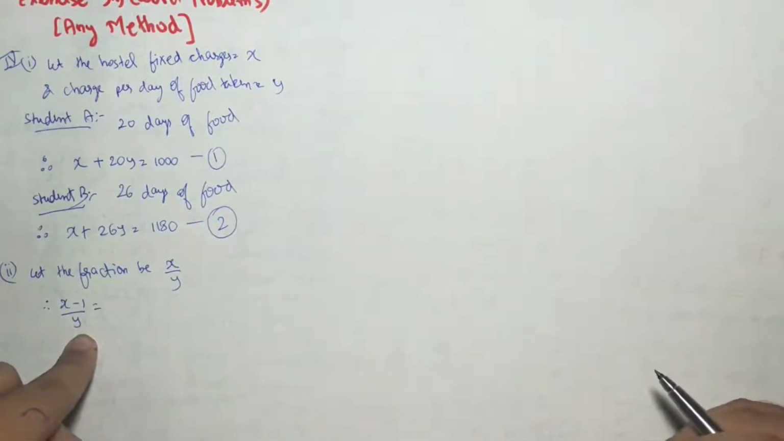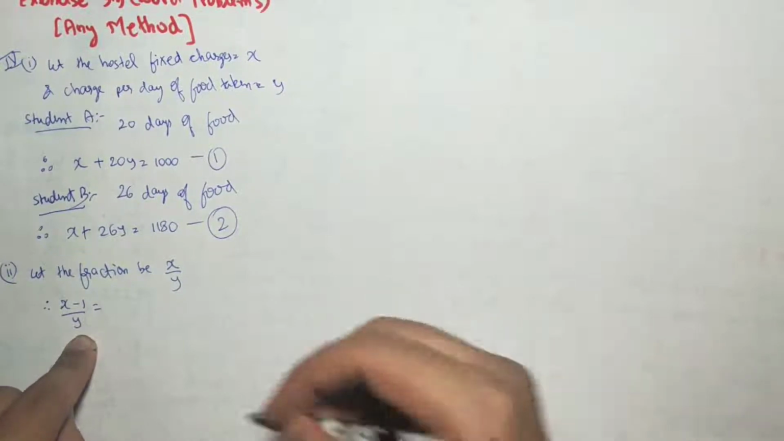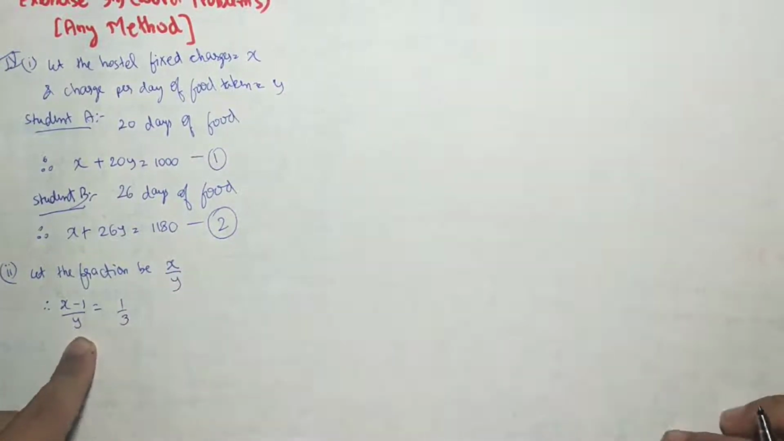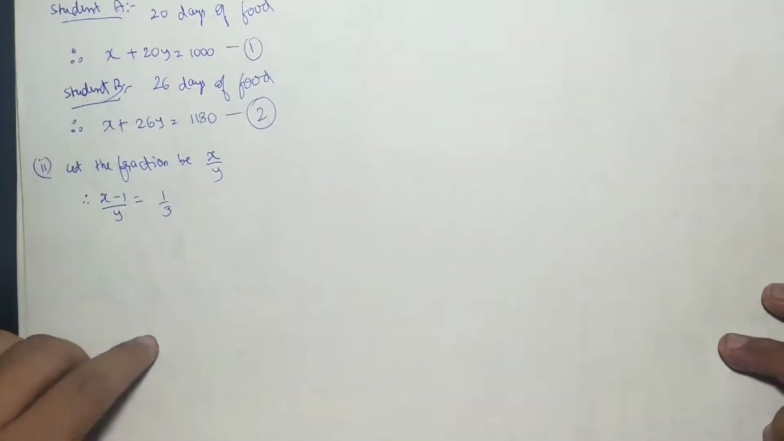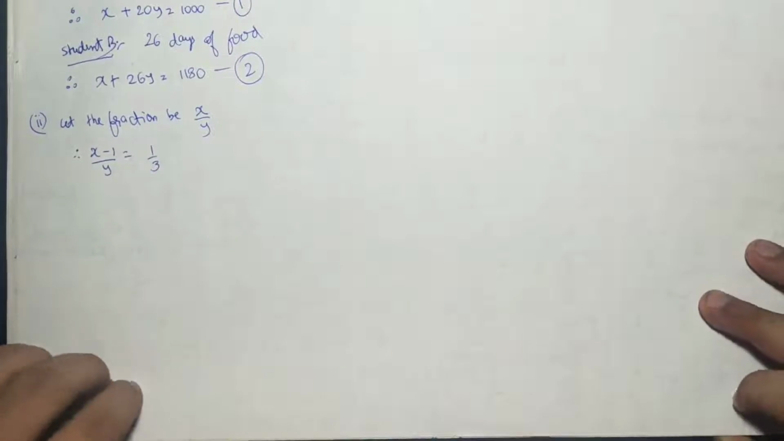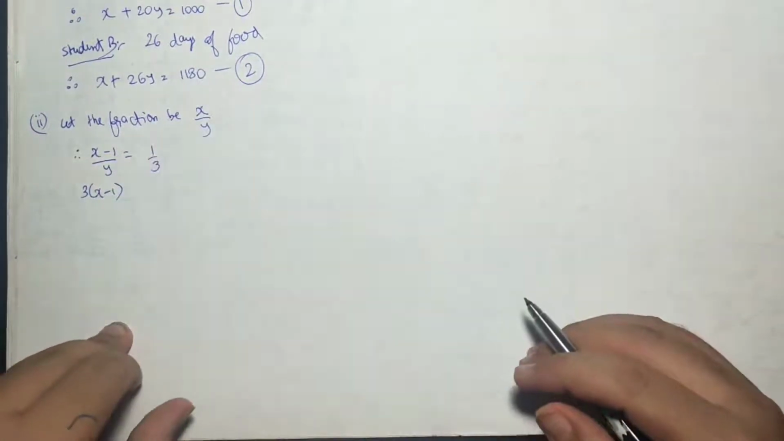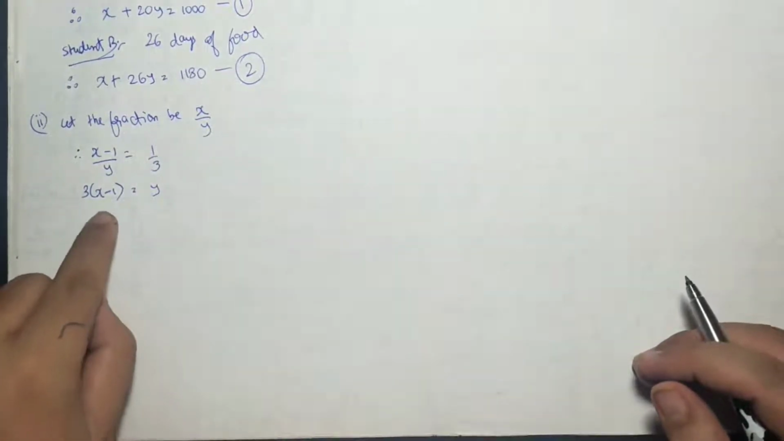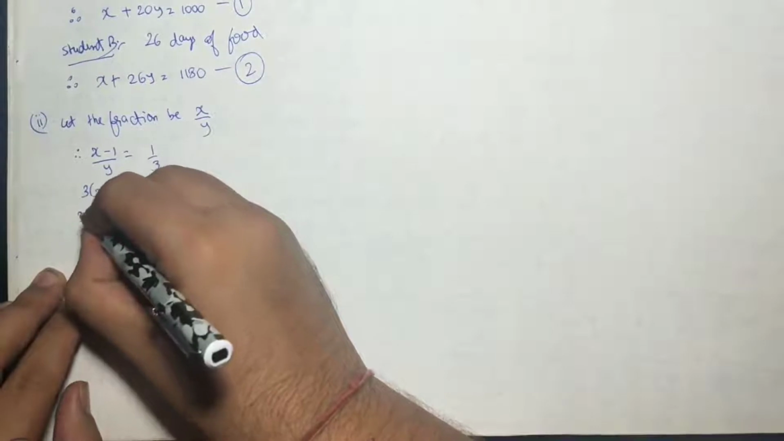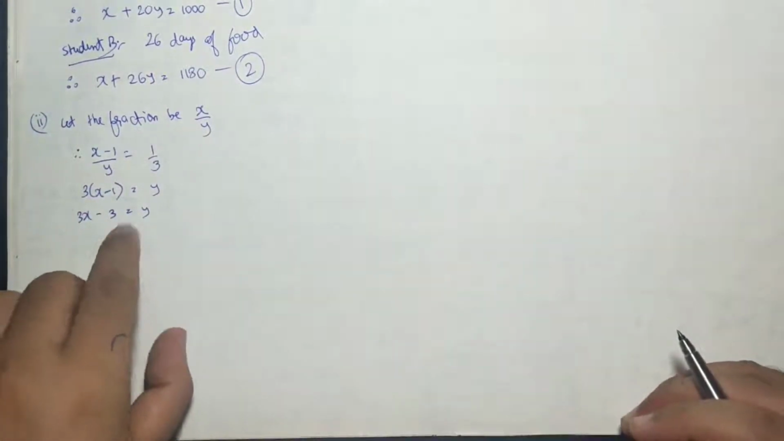Only numerator 1 is subtracted from the numerator and the denominator is same. The fraction becomes 1 by 3. Cross multiplication. If I do cross multiplication, I'll get 3 multiplied by x minus 1 equals to y. Opening the brackets, 3x minus 3 equals to y.